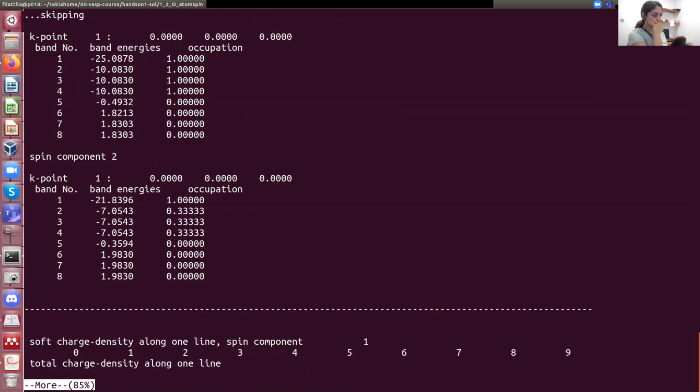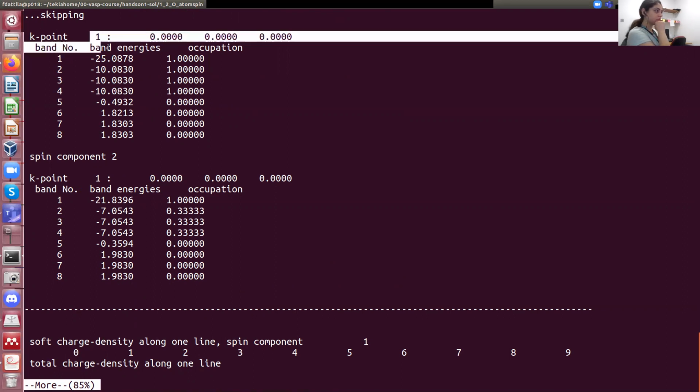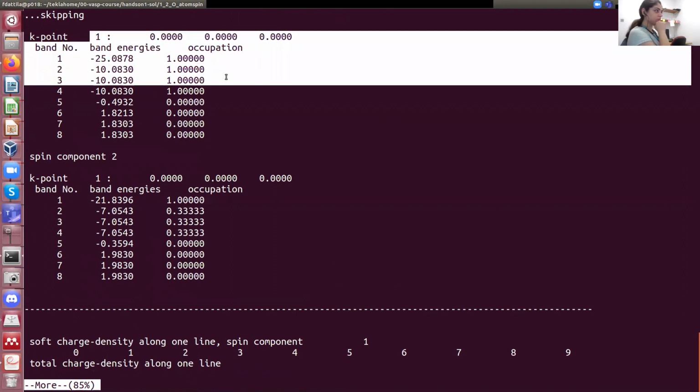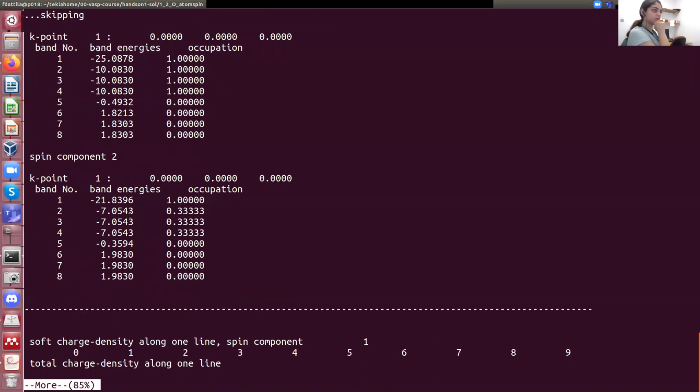Okay. Here you see where the problem is. Now you have one k-point, because we have a single k-point. And here there are the energy bands, so let's say the energy levels where the electron can sit. And you have the two spin components: this is spin component 1, spin component 2.